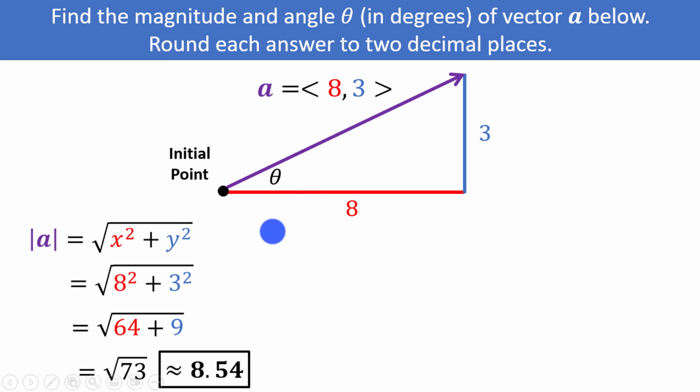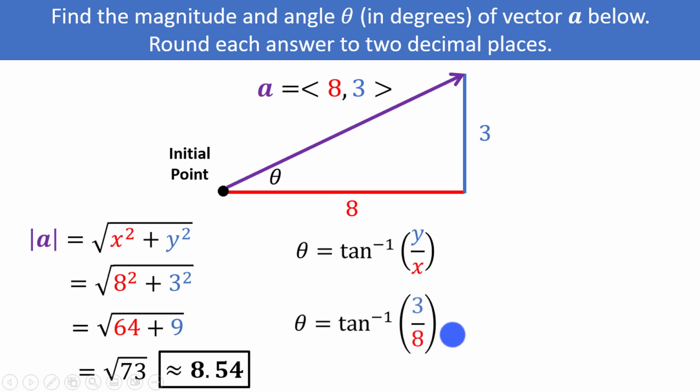If we'd like to find the angle theta, we can take the inverse tangent of y over x. We will have the inverse tangent of 3 over 8. If we type this into our calculator, we will get approximately 20.56 degrees. The magnitude of this vector is 8.54, and the angle theta is 20.56 degrees. Make sure if you are typing the inverse tangent of 3 over 8 into your calculator that your calculator is set to degrees and not radians.